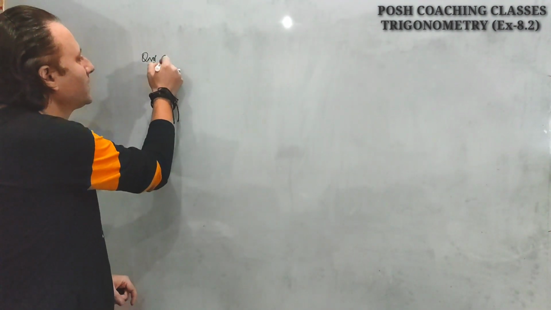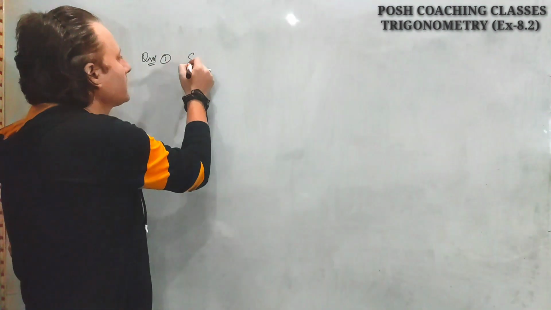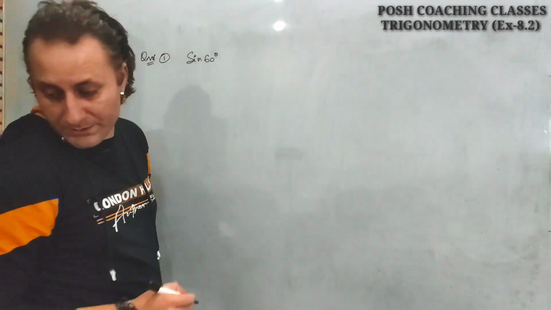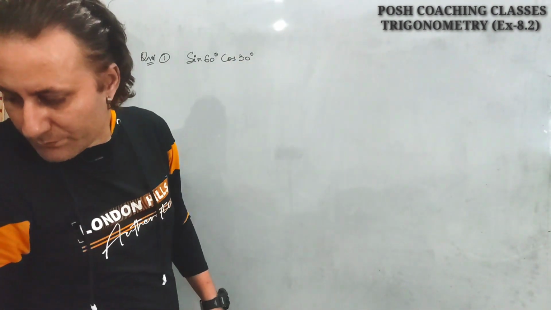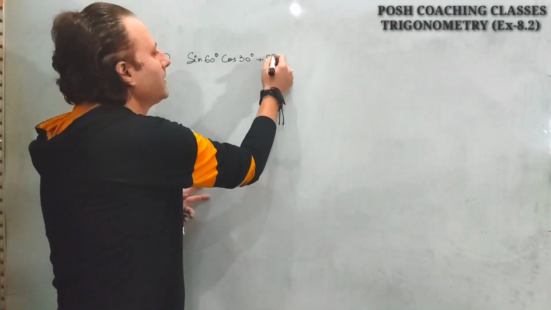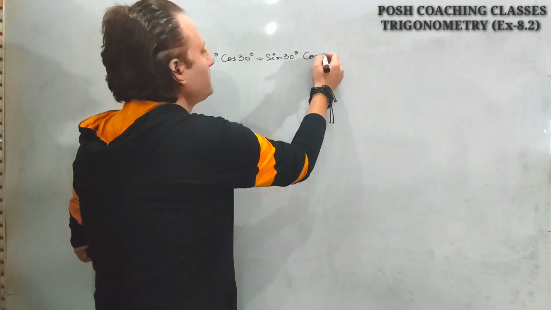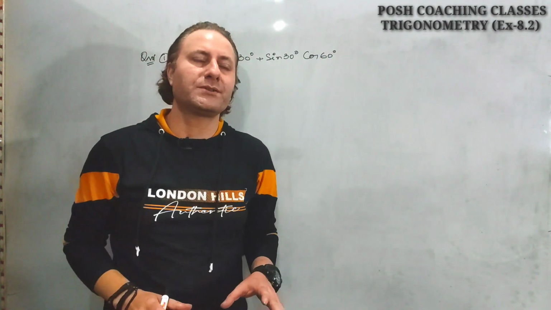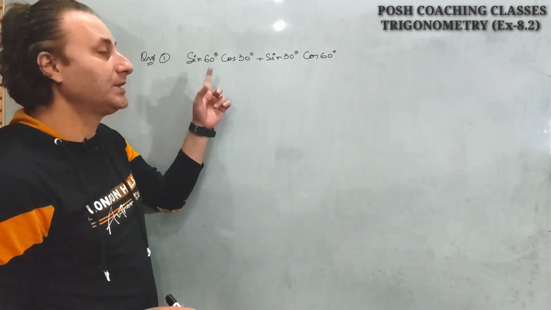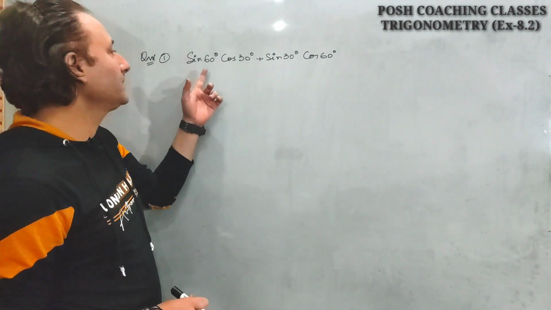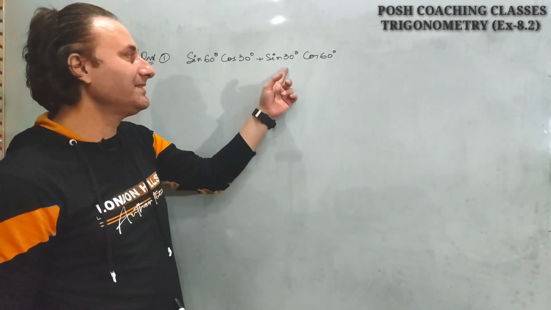So I will be starting with the first one, and the first one says sine 60 degree, then I have cos 30 degree, afterwards I have plus sine 30 degree, and then cos 60 degree. Okay, so this is the question. So what to do with these type of questions? We have the values in the table that we have already studied about, that's given in your book as well. So this is sine 60, then we have cos 30, then we have sine 30 and cos 60.